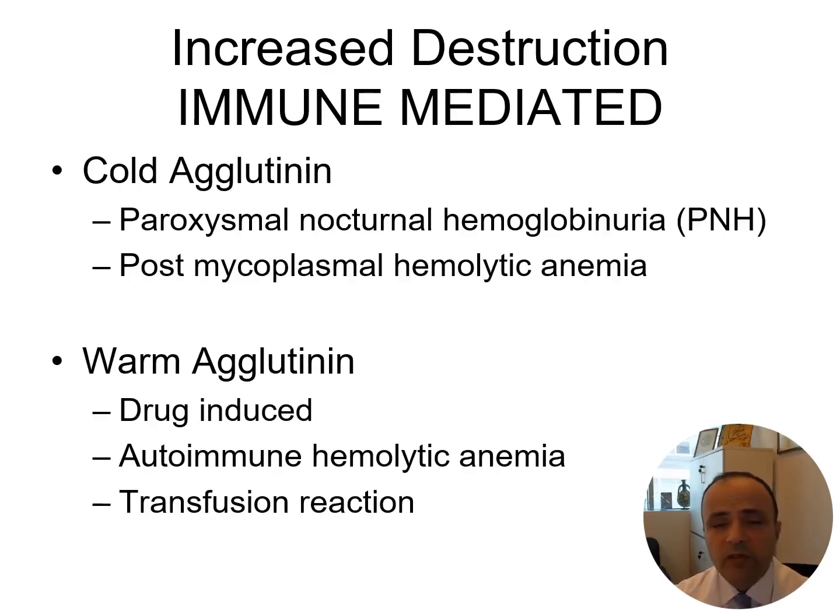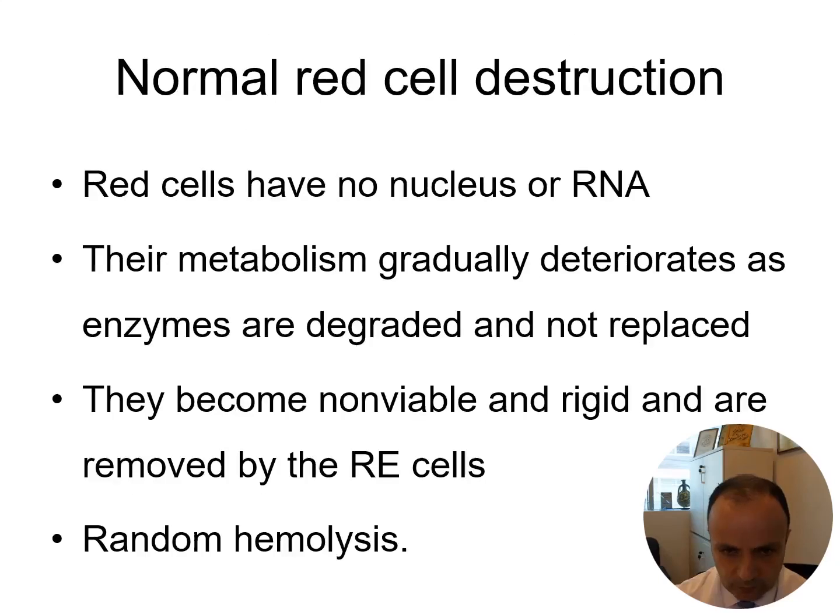The immune-mediated also, we subclassify them into two large categories, what we call the cold agglutinins and the warm agglutinins. Essentially, these are autoantibodies that bind to the red cells and destroy them. These antibodies can function optimally at different temperatures. The warm agglutinins function optimally at 37 degrees, while the cold agglutinins usually function at lower temperature, and each one of these also has different disease entities that lead to it.